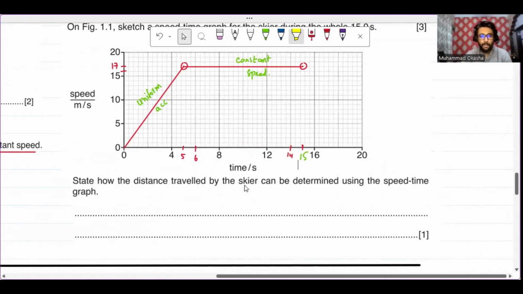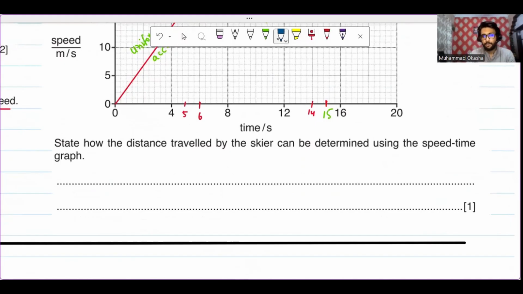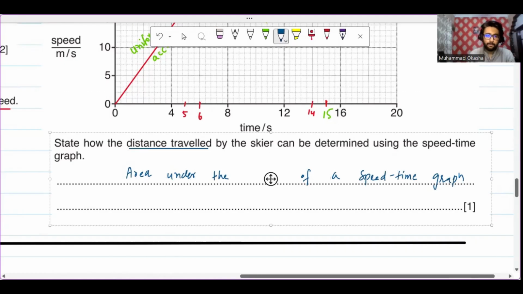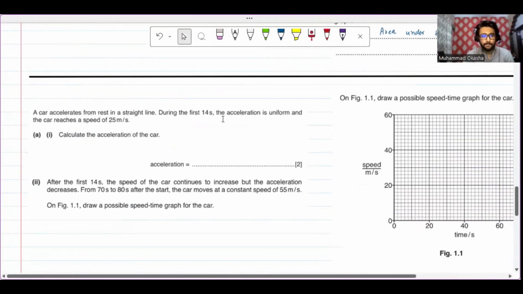Next, how can the distance traveled by the skier be determined by using a speed time graph? Of course, how do we determine the distance traveled? By working out the area under the graph of a speed time graph. Or you can say area under the curve, if it's a curve, of a speed time graph. That's it. All right, moving on to the next question.